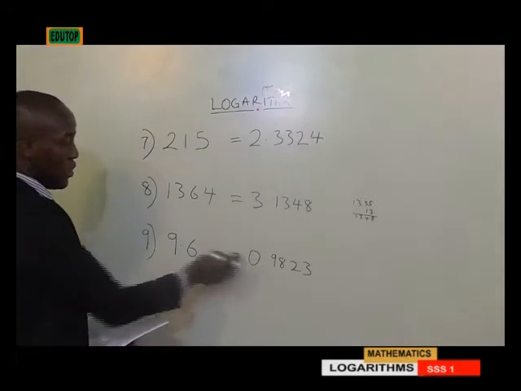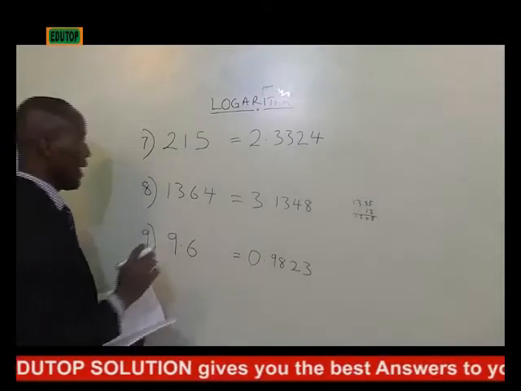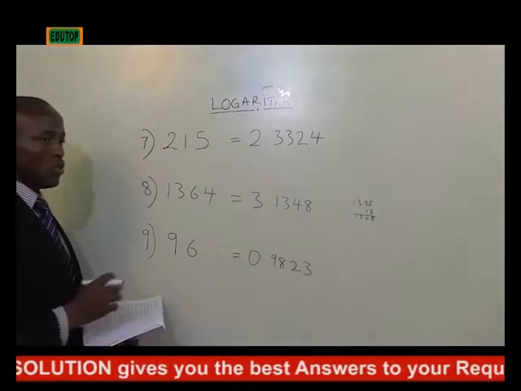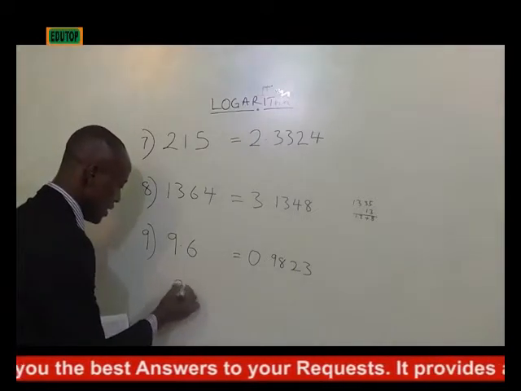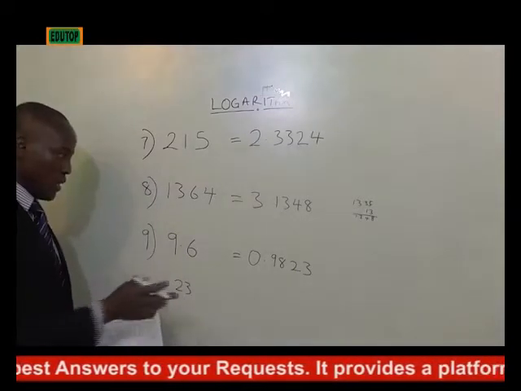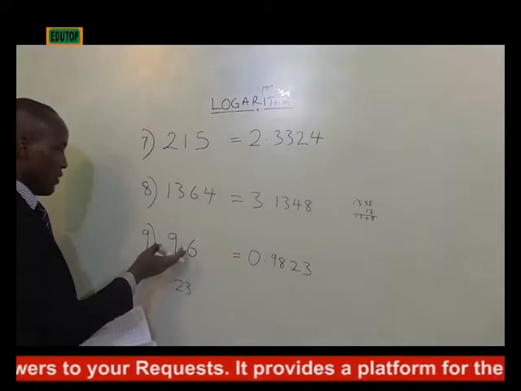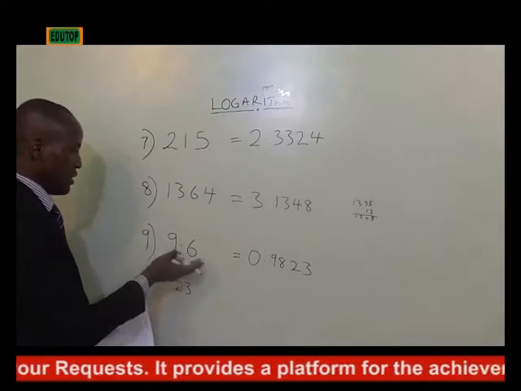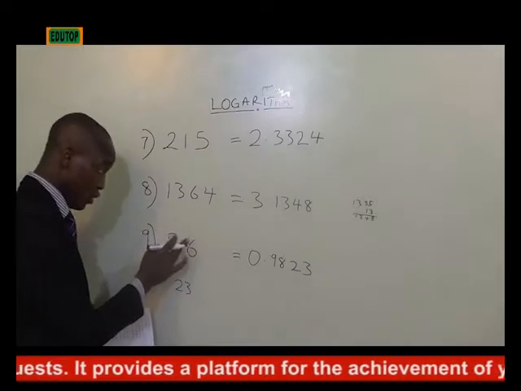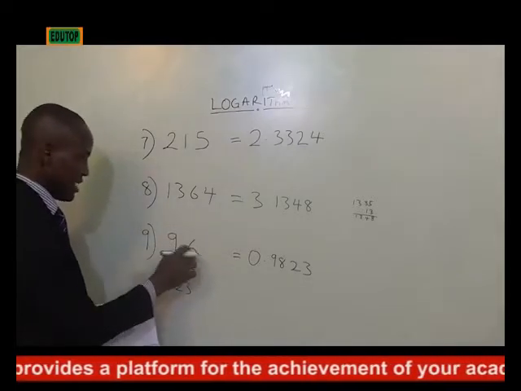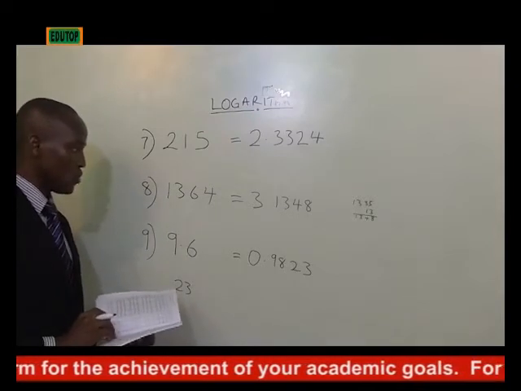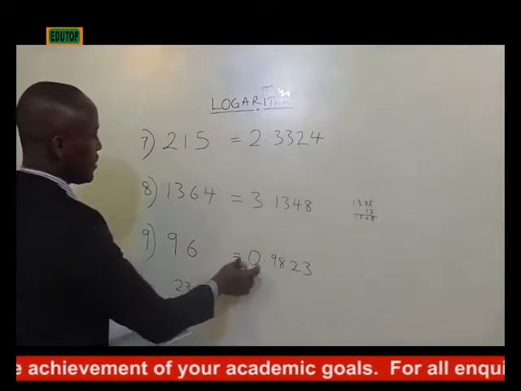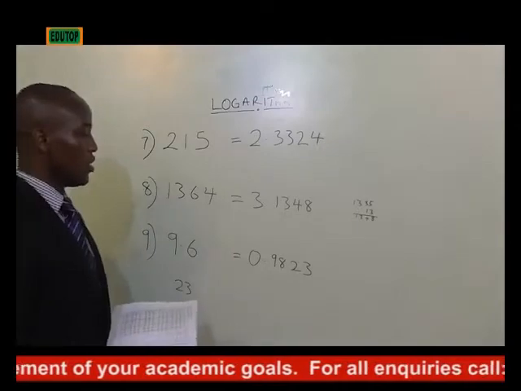Not because of this 0, because there's nothing here. So we'll just take it as 0. Just like if you're having 23, we just go to 23 under 0. But here we're having 9.6. We just do as if you don't see this decimal point. It should be 96 under 0, which is 9823. So our final answer is 0.9823.